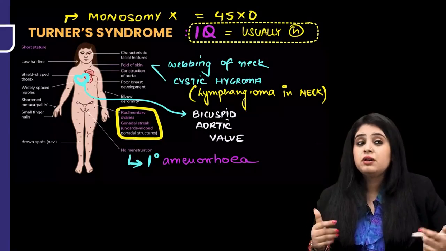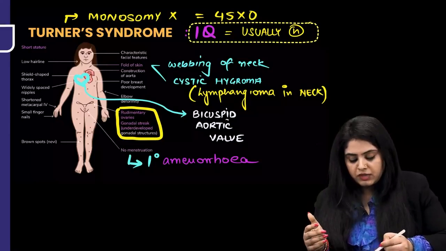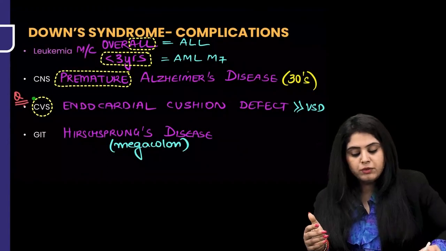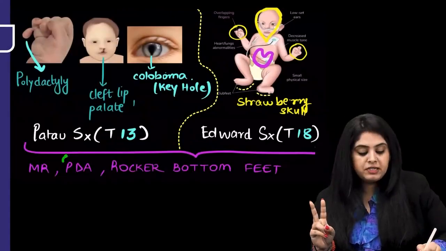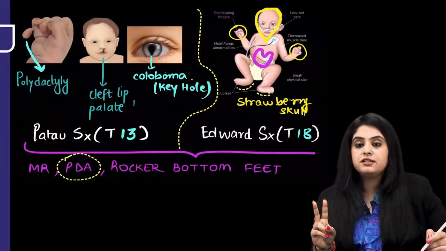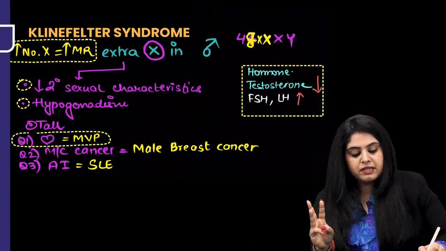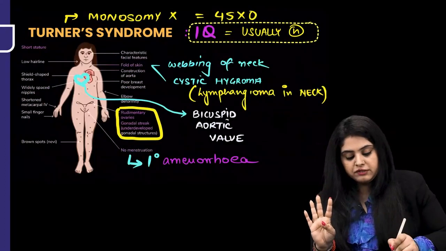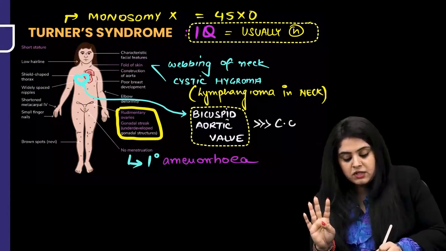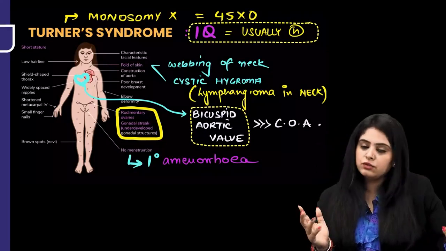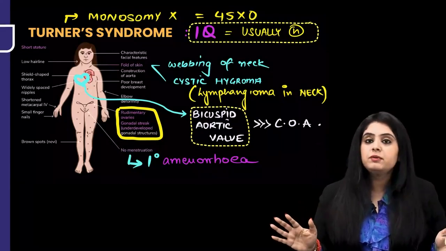Second, I asked you a heart problem for everything. So can you revise with me? For Down syndrome, what was the heart problem that we studied? For Down syndrome, it was endocardial cushion defect, which was the most common. What was it for Patau and Edward? For Patau and Edward, it was patent ductus arteriosus. What is it for Klinefelter? For Klinefelter, I told you it's a tall person with mitral valve prolapse. And what is it for Turner's? For Turner's, I said bicuspid aortic valve is the most common. After that, I agree, you must have read about coarctation of aorta. That is also there, but bicuspid aortic valve is the most common thing that you are going to see over here. I hope everyone's okay with Turner's.